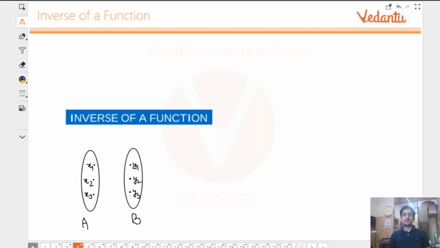Now, next topic is inverse of a function. The meaning of inverse of a function is very simple. Being very frank, very simple. Let f be a function from A to B. First, I'm explaining the meaning using a Venn diagram. Say A to B, such that it takes x1 to y1, and x2 to y2.